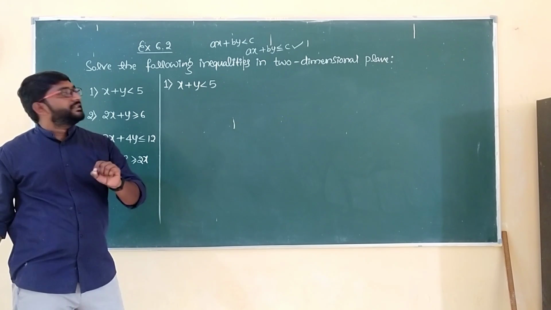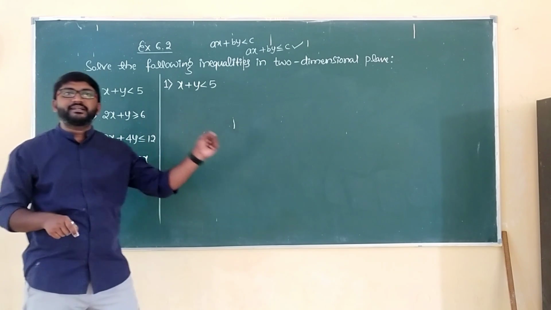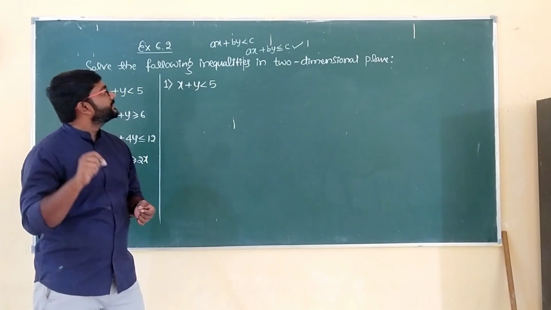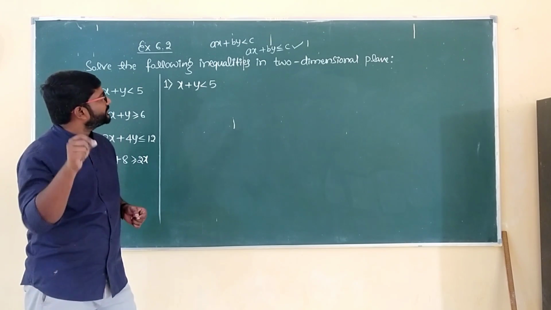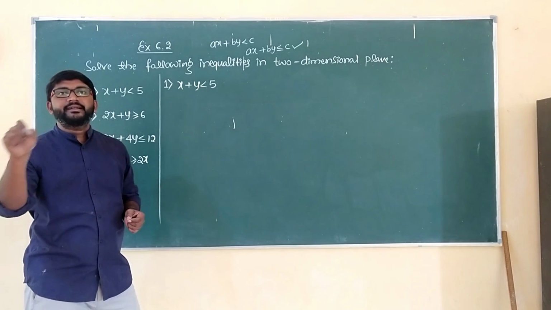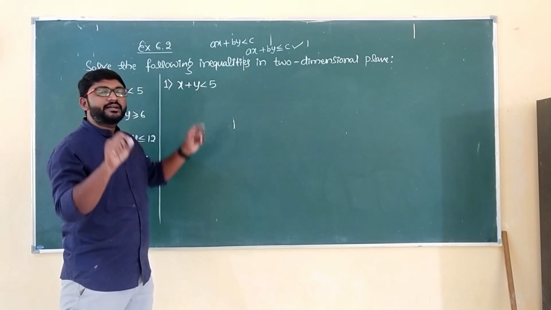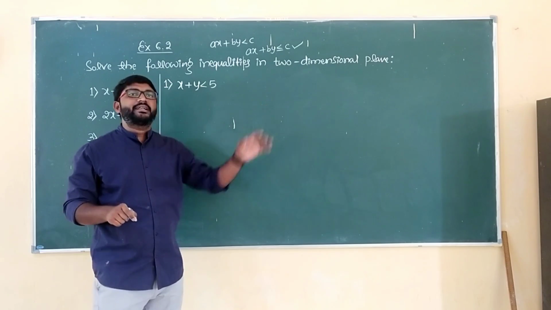Whenever the given inequality is a strict inequality, we have to plot the graph with the dotted line, and if the given inequality is a slack inequality, we have to plot the graph with the dark line or the thick line. So here this inequality is a strict inequality, so I will be drawing the graph with the dotted line.